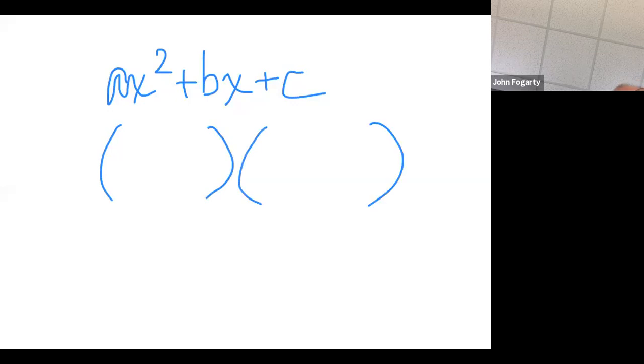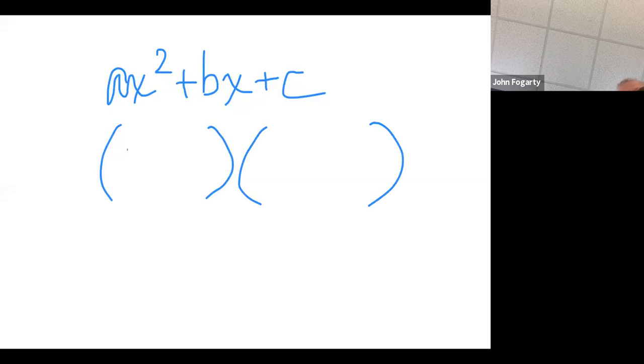Trinomial. Three terms with a degree of 2. So we always talk about this: ax squared plus bx plus c. We have to learn how to actually factor that. When we factored using the GCF, we got a monomial times a polynomial because the GCF is one term. When we did the difference of two squares, we got a binomial times a binomial. Well, when we do this, we're going to get a binomial times a binomial as well.